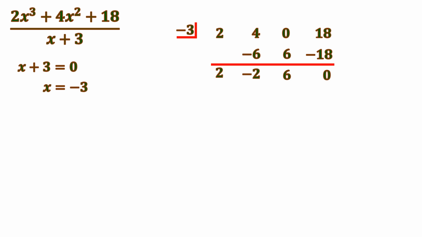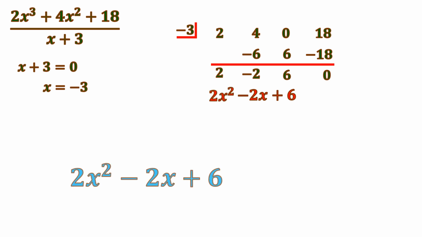So let us transform this into a polynomial. So let's start with no variable or just a constant, which is 6. Then the negative 2 becomes negative 2x. Then the 2 becomes 2x squared. So the final answer is 2x squared minus 2x plus 6, which is the same as the long division.